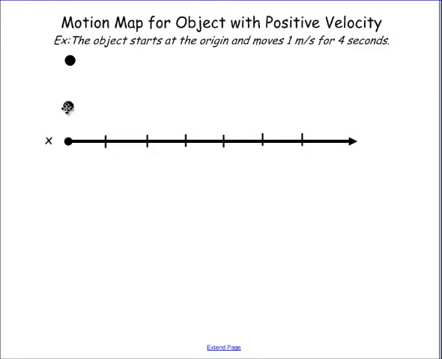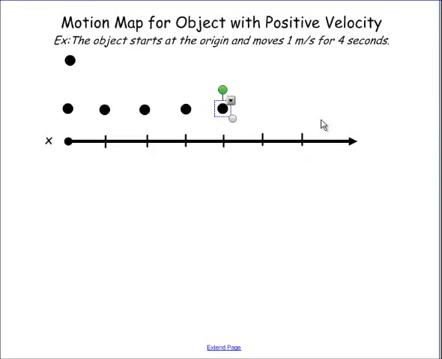Let's say the object moved 1 meter per second for 4 seconds. So we drag the initial dot to the origin, that's where the car began or the object began. And then if we assume that the hash marks are 1 meter, then at the first second it would have reached 1 meter. The second would have reached 2 meters. The third second, and then the fourth second. So this shows the particle at each of those successive time intervals.